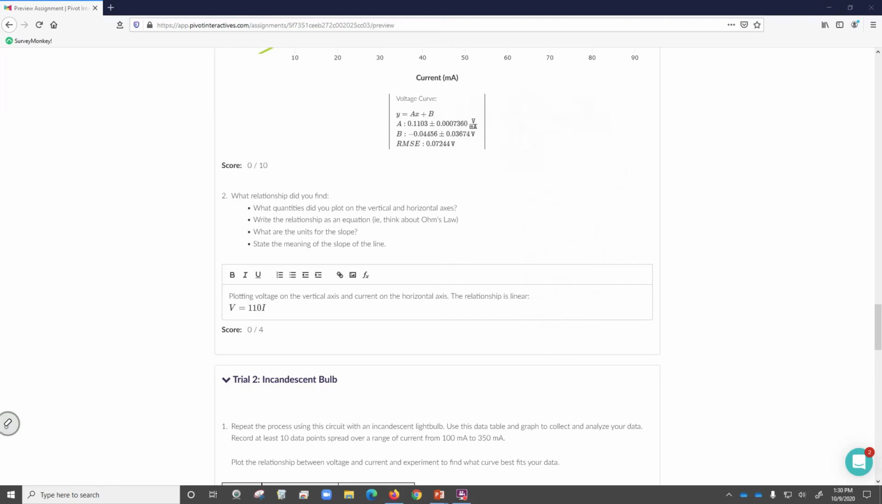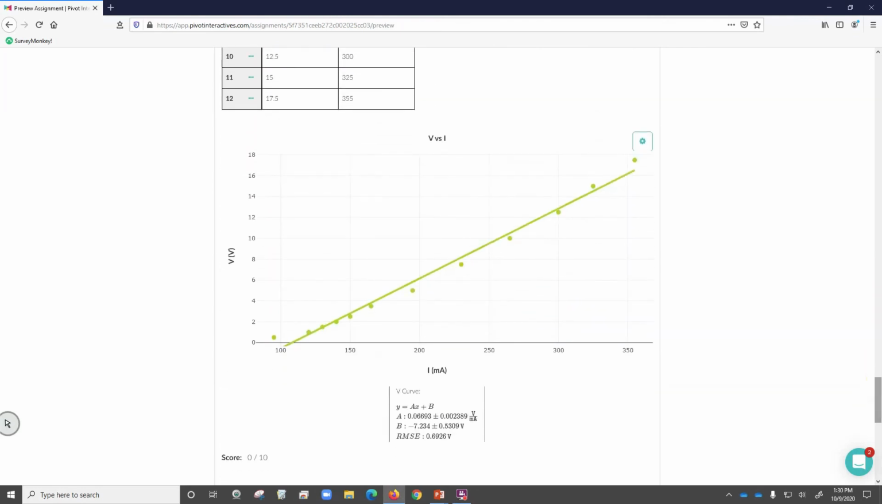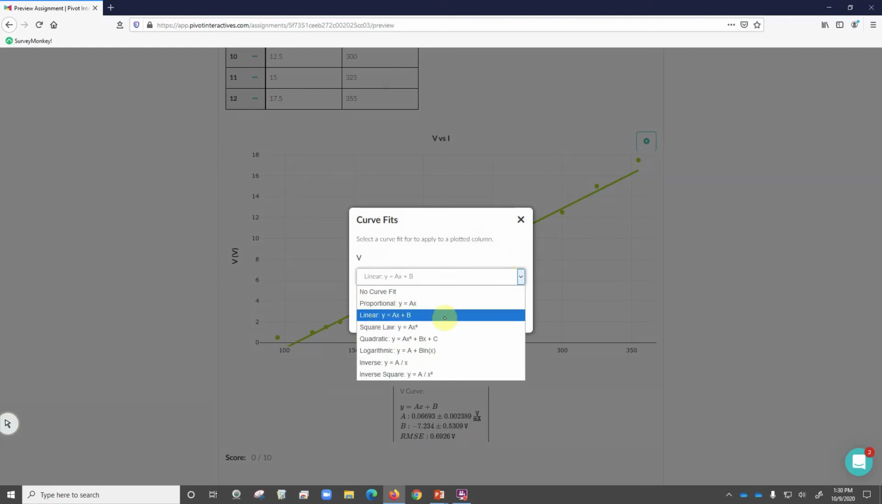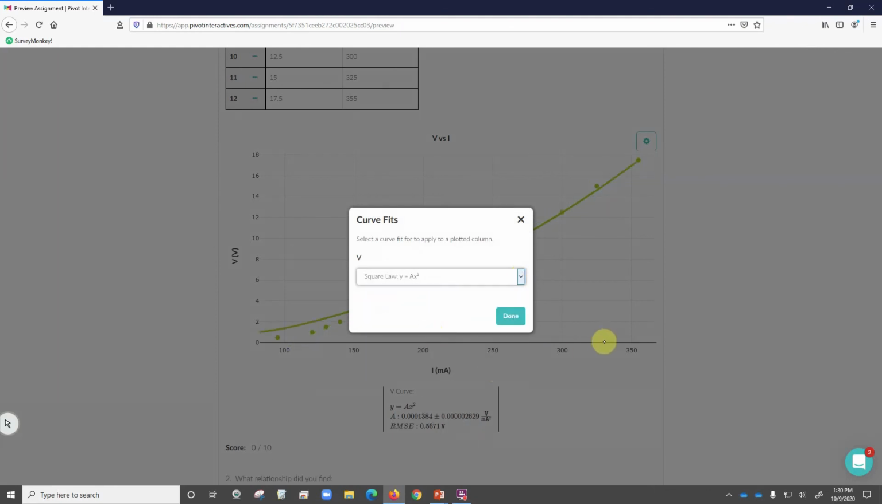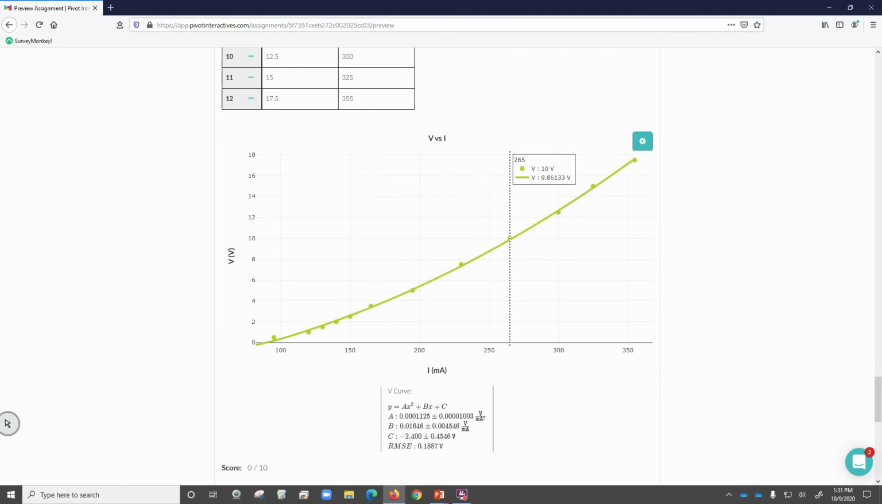Now you're moving to a different device. You're taking more data and you see something is not really linear. If you check the inaccuracy for the linear fit, it's about 0.7. So if we try different fits, 0.567, 0.188, 0.2. So this one is the best. This is the best fit for the experimental data for the incandescent bulb.